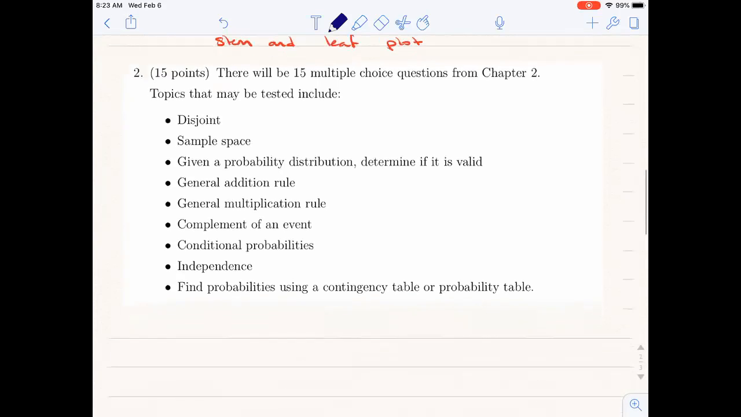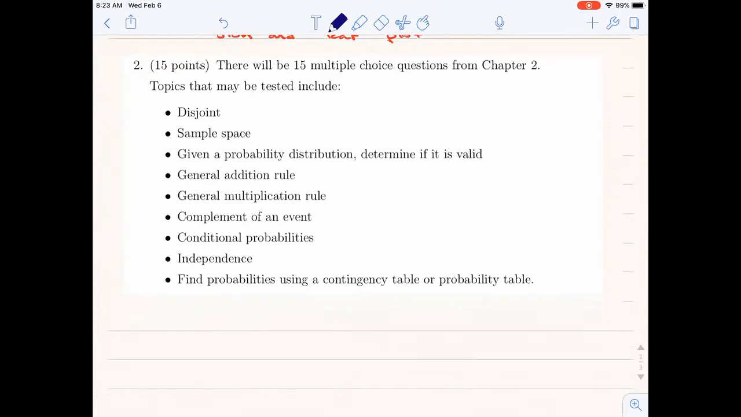So the general addition rule is the probability of A or B is the probability of A plus the probability of B minus the probability of A and B. That's on your formula sheet. There's just going to be a question asking you to use that formula.